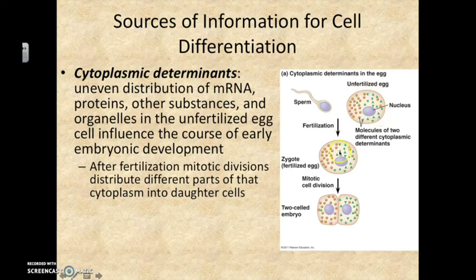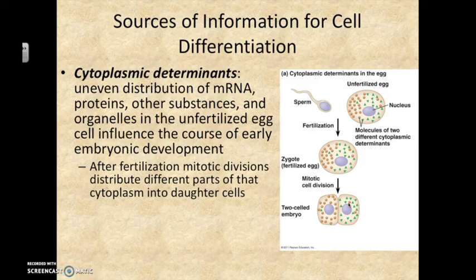So after fertilization occurs, those concentration gradients remain relatively the same, and then the zygote starts dividing by mitosis. So when the nucleus is duplicated and the cell splits in half during cytokinesis, you wind up with two daughter cells that are genetically identical.